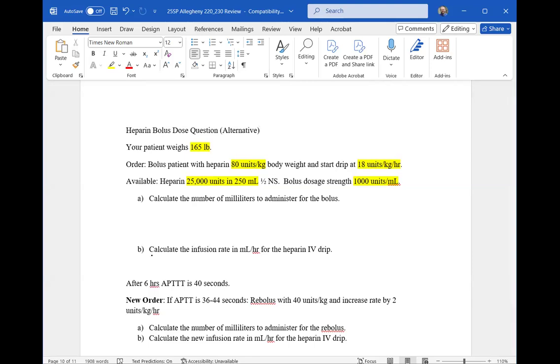All right, so the first thing is I want to know the patient's weight in kilograms. So I'm going to take 165 and divide it by 2.2, and I get a nice even 75 kilograms.